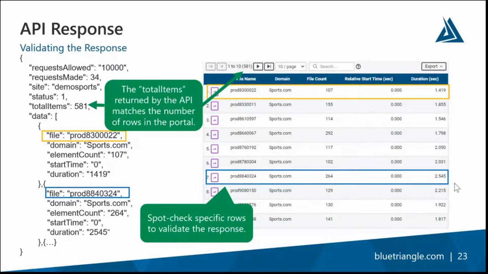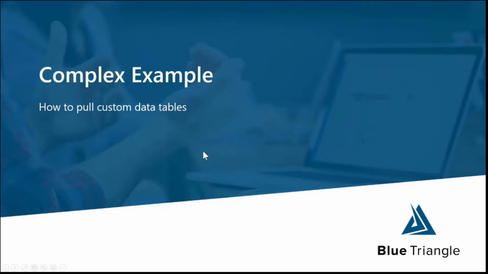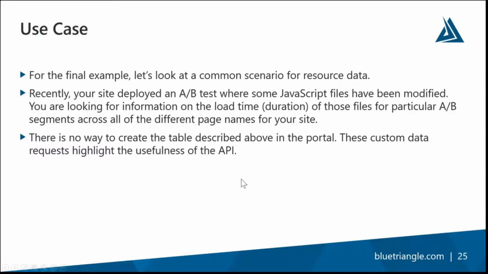All right, so we're going to end with more of a complex example. And for the use case here, we're going to look at a common scenario for resource data. We're going to say, recently our site deployed an A/B test where there were some JavaScript files that had been modified, and we want to look at the load time detail for those particular files for the particular A/B segments. And we want to look at this for all of the pages on the site.